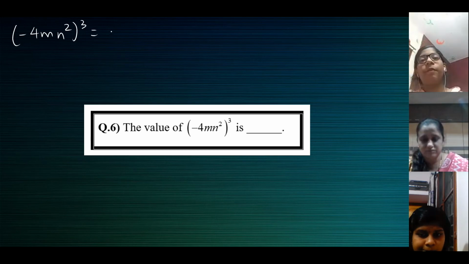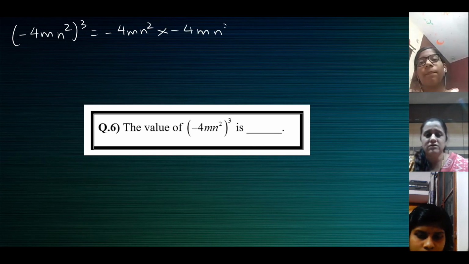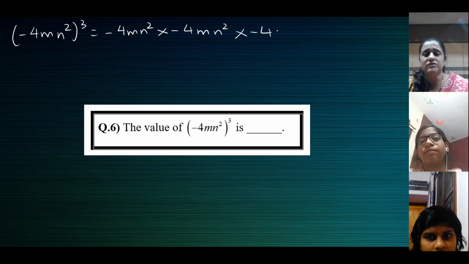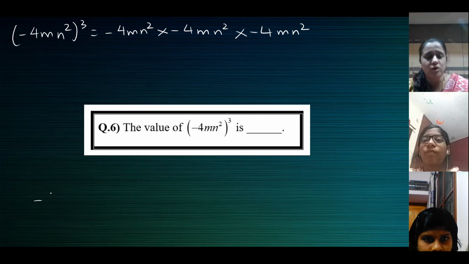Ma'am, minus 4mn squared raised to the whole power 3 is nothing but minus 4mn squared multiplied with itself 3 times, ma'am. Very good. Is this clear, Swati and Bhavishya? Yes, ma'am. And now, Bhavishya, tell me what do you mean by minus 4mn squared?